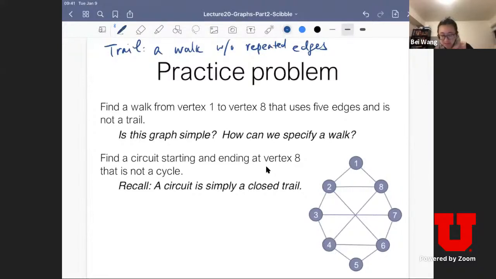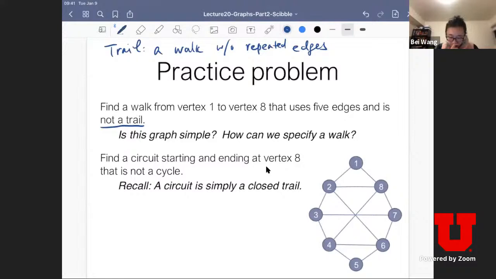So that's actually where the tricky thing is. What is an example? So it's not a trail, okay? So that's actually not hard. Again, you should pause the video and think about this problem on your own, and then resume the video to look at the solution.